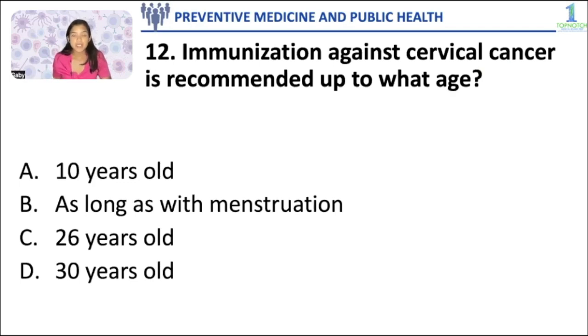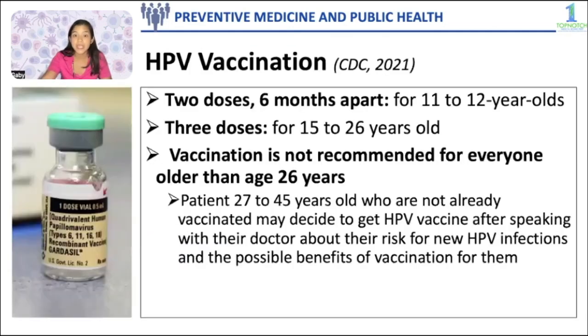Immunization against cervical cancer is recommended up to what age? 10 years old, as long as with menstruation, 26 or 30 years old. The answer is 26 years old. So ano nga ba yung immunization against cervical cancer? Remember, it is your HPV vaccine, the most popular one being your Gardasil vaccine, for example.